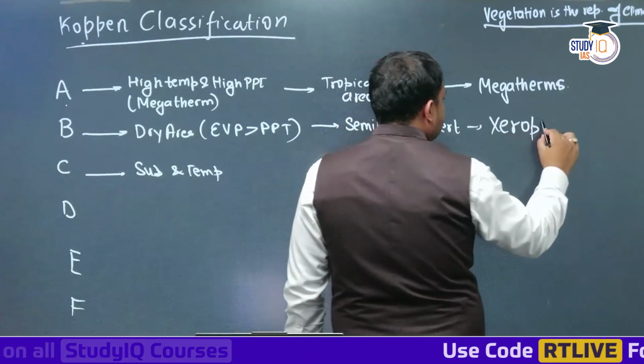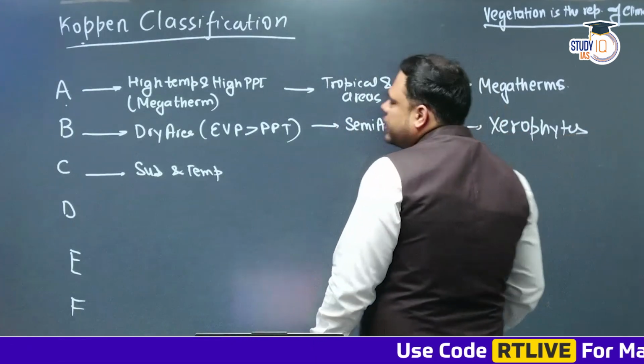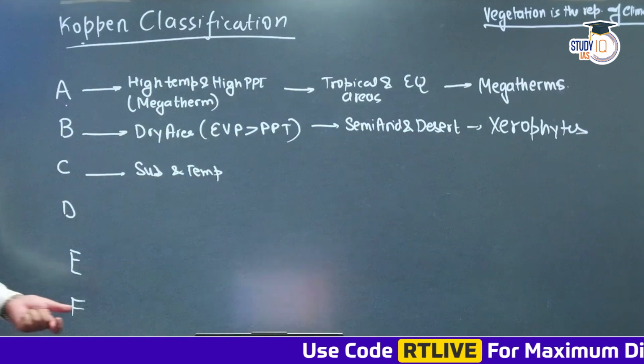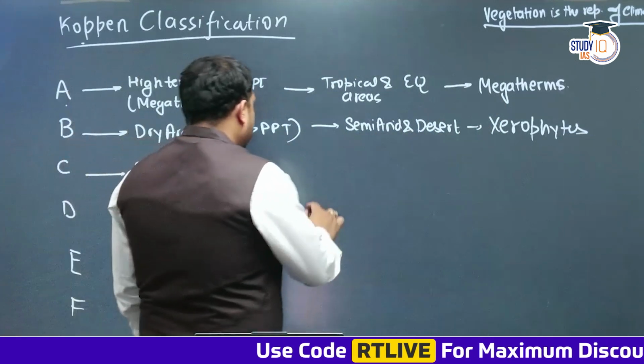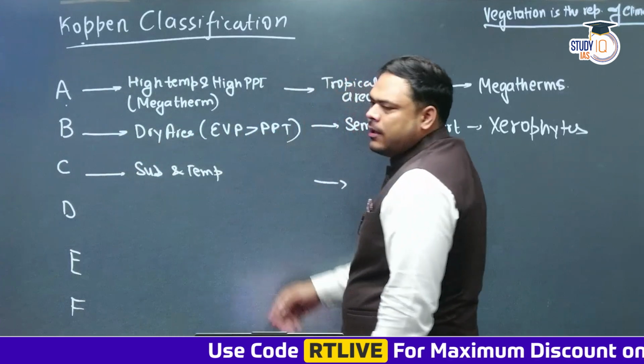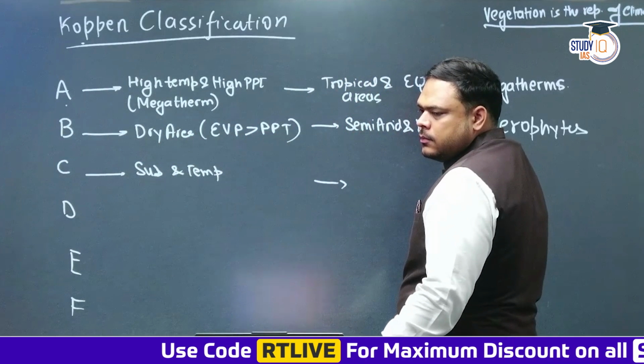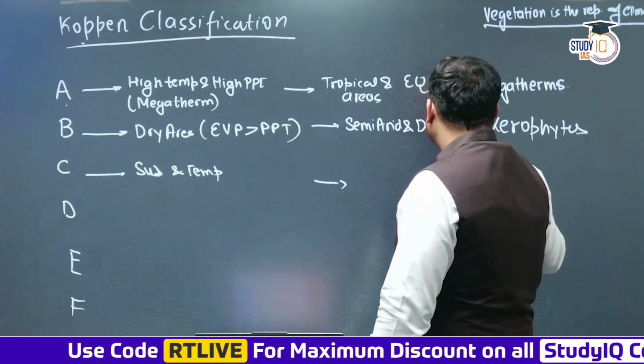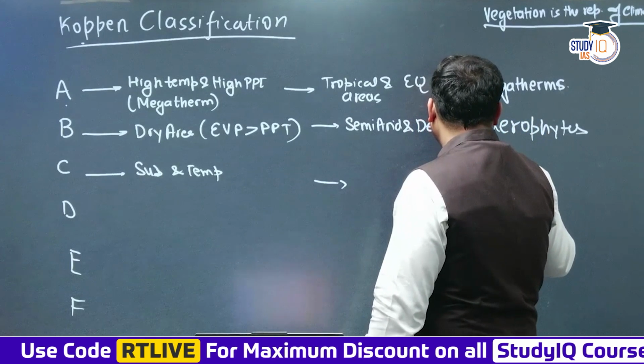Xerophytes. Those plants which are adapted to less water, like cactus. C type. It is neither cold nor hot. What can I say these areas? Mesothermic vegetation. Meso means middle.